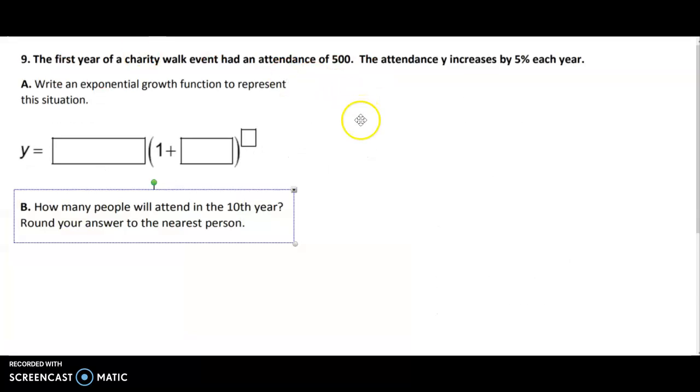Okay, so here we got a problem. It says the first charity week walk event had an attendance of 500. The attendance Y increased by 5% each year. Keyword, increase. So that's going to let us know we're going to use the growth formula. Plus, it also says what's the exponential growth function to represent this situation. So at first, we're going to write the function, and then we're going to plug in that input value, okay? So let's first write the function.